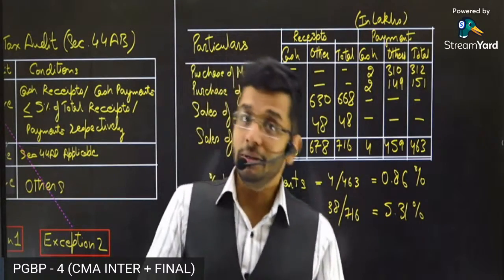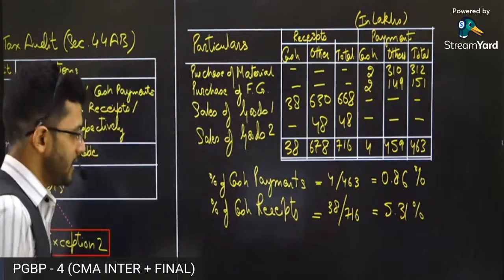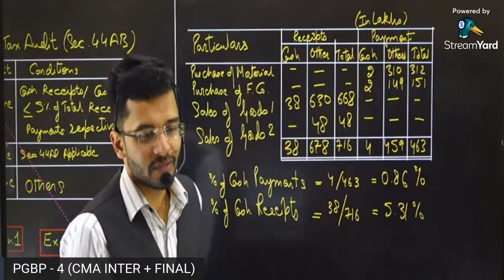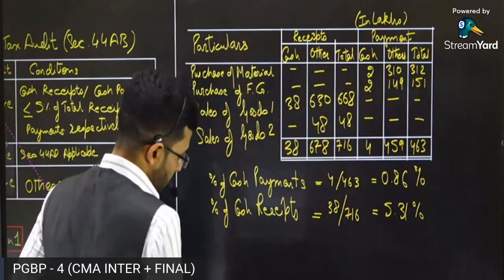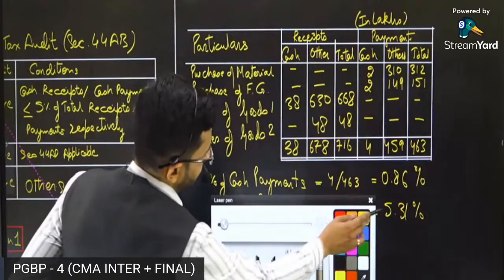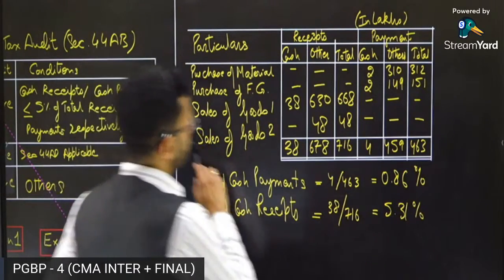That is the principle which we are going to follow in this particular case. So, the higher the limit, the better it is. If 10 crore is the limit, then that is best for me because I will not be falling under the category of tax audit. Okay, sir, got it. Okay, a simple illustration, guys.